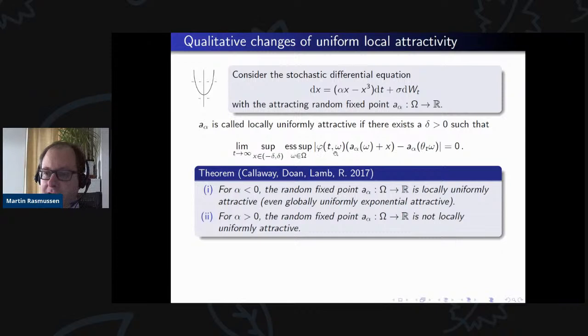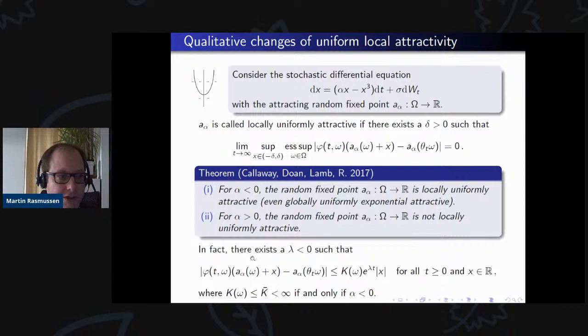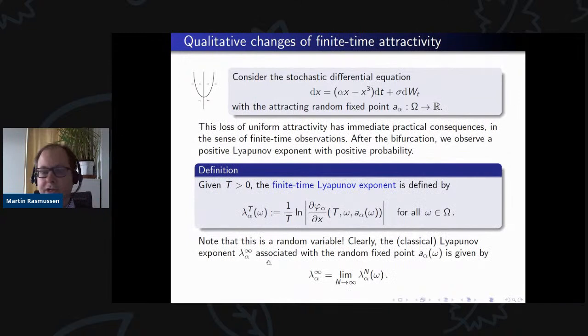It turns out that you have local uniform attractivity when alpha is less than zero, but you do not have local uniform attractivity when alpha is greater than zero. In particular, one can make some exponential estimates on the attraction rates locally, and we get an exponential decay with some constant k, which depends on omega. And this k of omega is bounded if and only if alpha is less than zero. So we only have local uniform attractivity when alpha is less than zero. So the question is now, should we care about local uniform attractivity? And I think we should care about it, because it has practical consequences in the sense that it influences our finite time observations.